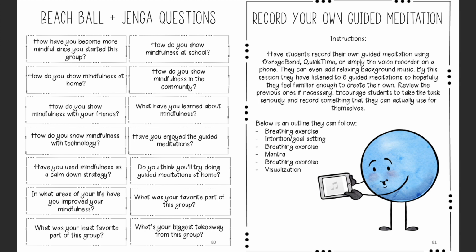They can even add relaxing background music. So hopefully they feel ready to make their own because they've been practicing, and you can even review a previous one if they want to. But here's an outline they can follow. So they can start with a breathing exercise, intention setting, more breathing, a mantra, more breathing, and wrap it up with a visualization. So I think it's more fun to have them record the audio version, but if they want, they could write a script, or write the script as an outline, and then do the audio one.